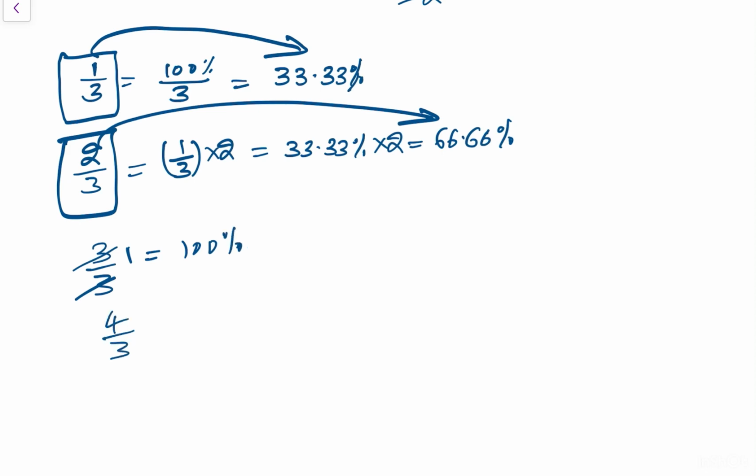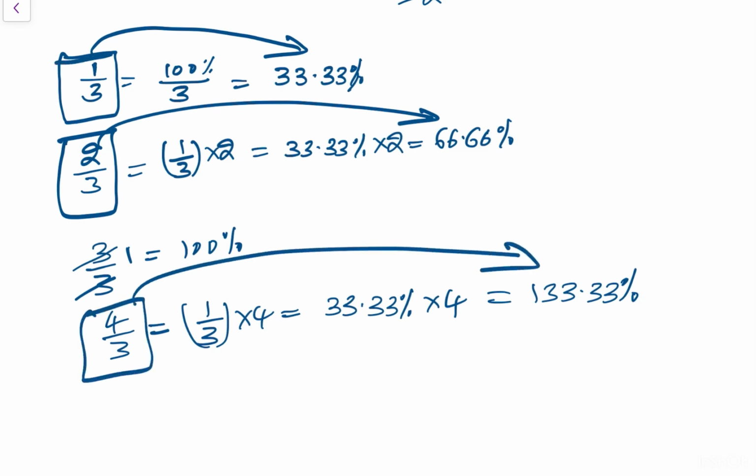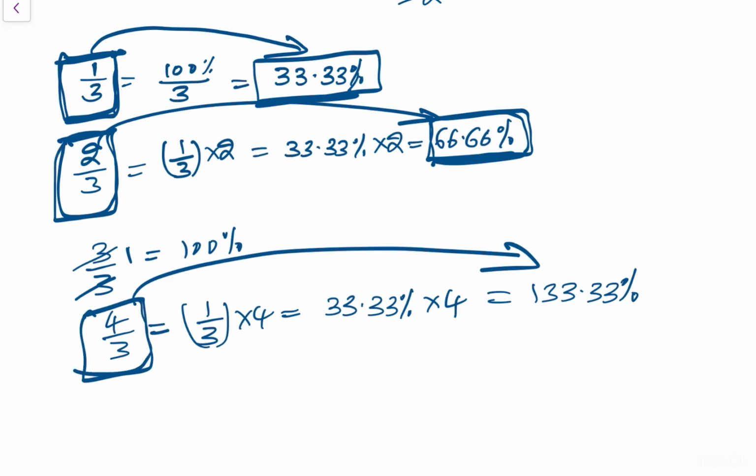Then 4 by 3 is equal to 1 by 3 into 4, so that is 33.33% into 4. If you do the calculation, it comes out as 133.33%. So, if you know the value of 1 by 3, that is 33.33%, then you can easily calculate any other things like 2 by 3, 3 by 3 and all. ठीक है, 4 by 3.